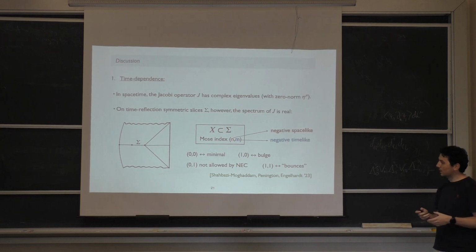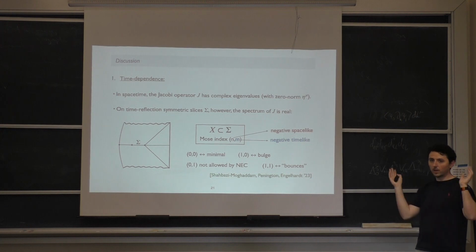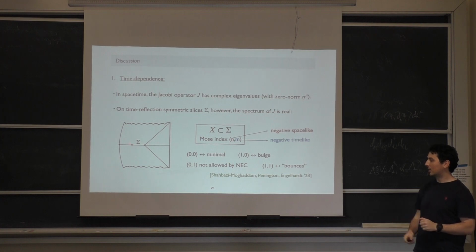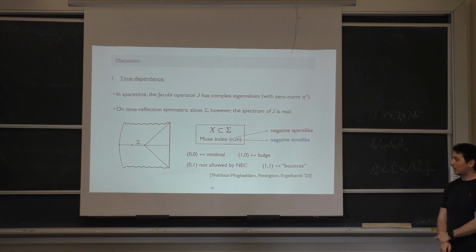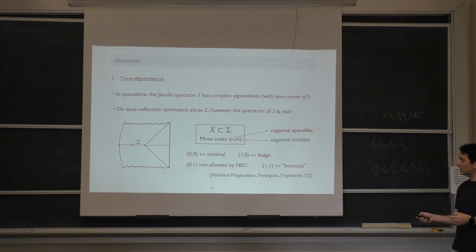However, one nice thing is that if we restrict to time reflection symmetric situations, it turns out that the spacetime Jacobi operator, so we don't restrict to spatial deformations, we allow for any deformation of a time reflection symmetric surface, then the Jacobi operator has a real spectrum, and we can extend this idea of the Morse index to time-like deformations. So we can define the Morse index of an extremal surface lying on a time reflection symmetric slice by two numbers. The first one represents the number of negative space-like modes. The second number represents the number of negative time-like modes.